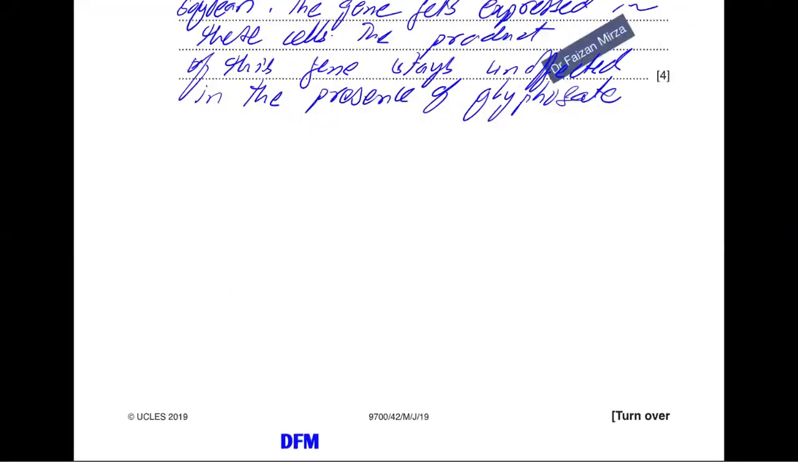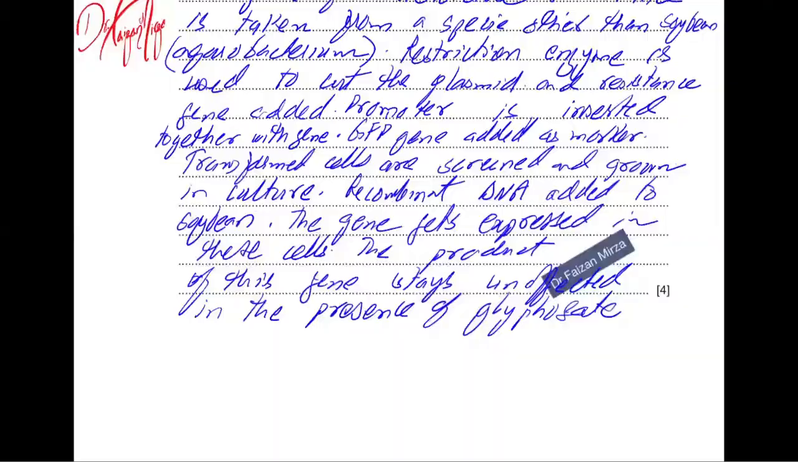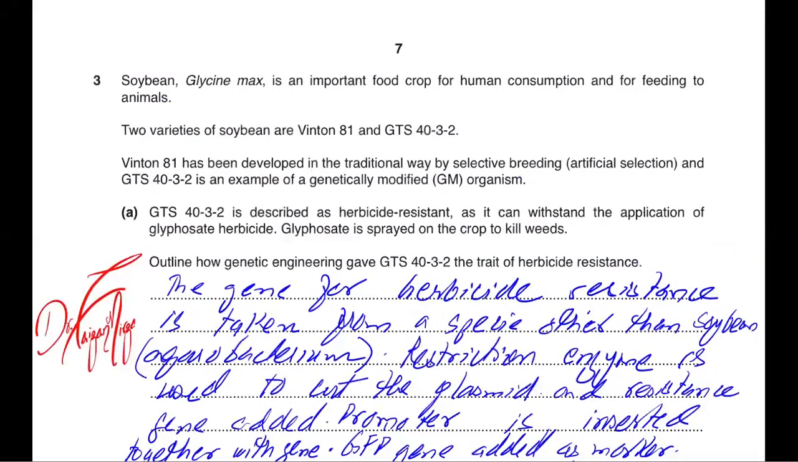Okay, so this question here is from May June 2019, variant 42. Soybean, Glycine max, is an important food crop for human consumption and for feeding of animals. Two varieties of soybean are Winton 81 and GTS 4032. Winton 81 has been developed in a traditional way by selective breeding, which means artificial selection, whereas the other one is by genetic modification.